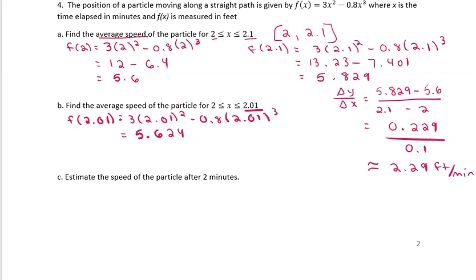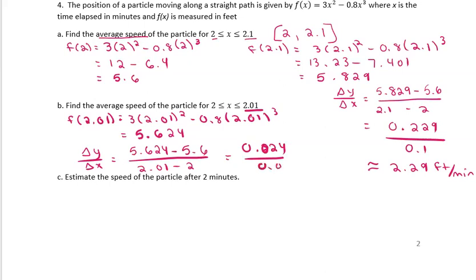So now we need to do the same thing. So we have our change in y over our change in x. So the y value of our second coordinate, that's this new one that we just figured out. 5.624 minus our 5.6 from before over 2.01 minus 2. And if we simplify that all down, we have 0.024 over 0.01, which is approximately equal. We're going to get about 2.4. And again, we need a unit, feet per minute.